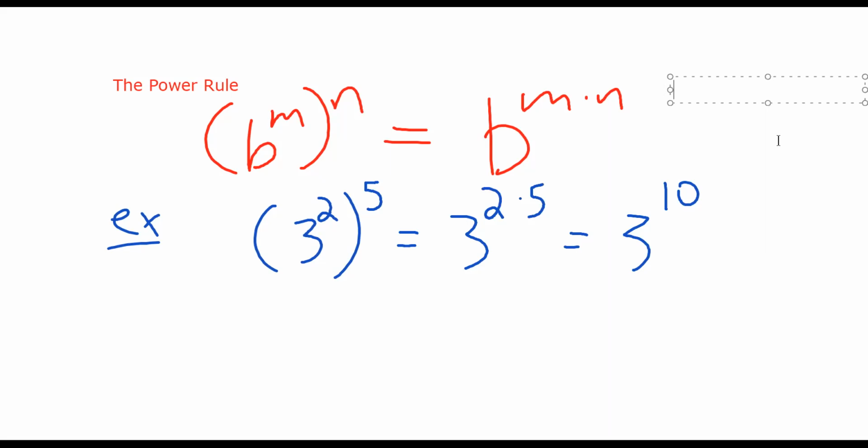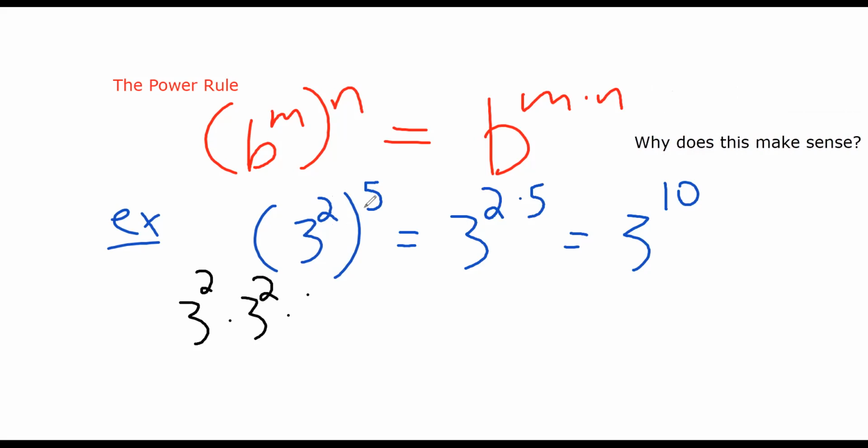Again, the question we should always be asking is, why does this make sense? Why in the world does this rule make any lick of sense? Well, we're taking 3 squared and we're raising it to the 5th power. In other words, we're doing 3 squared to itself 5 total times. 3 squared times 3 squared times 3 squared times 3 squared times 3 squared.